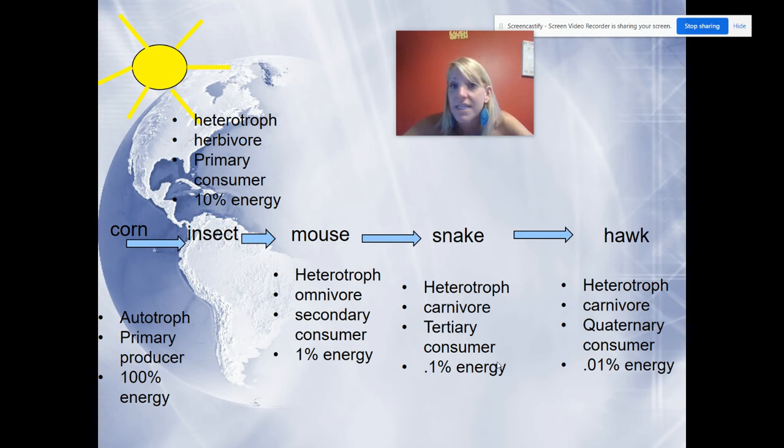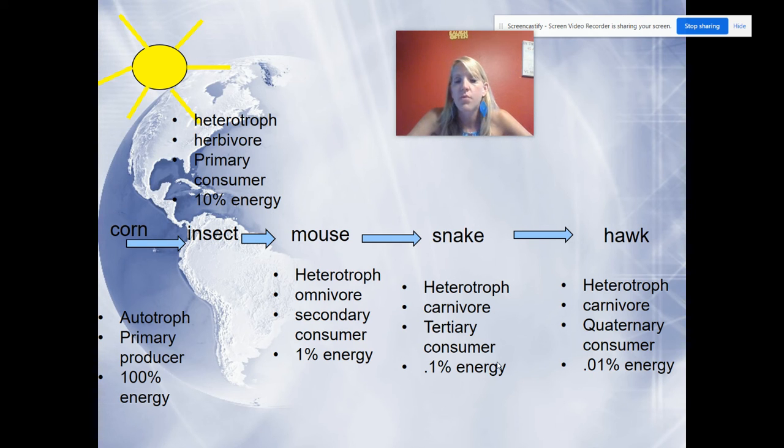I'm sure on your test, basically you have to be able to understand all the parts. What type of consumer is it? Is it an herbivore? Only plants. Carnivore? Only meat. Omnivore, both plants and animals. Detritivore eats dead decaying matter. Those would be like earthworms and mites. And decomposer eats organic matter like bacteria and fungus. So you have to be able to classify that.